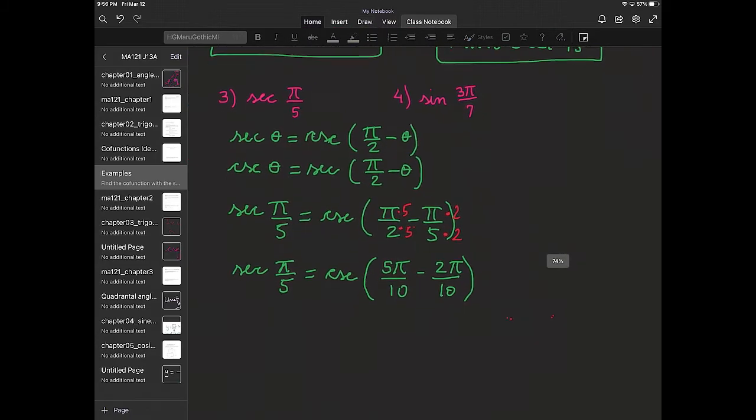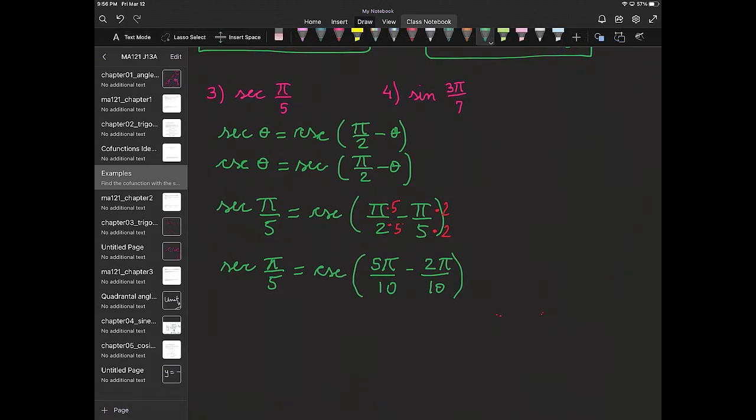Therefore, we can conclude that secant of pi over 5 is equal to cosecant of 5 pi minus 2 pi, which is 3 pi, over 10.